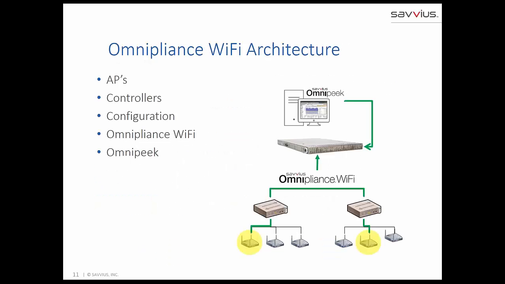That is the OmniAppliance Wi-Fi. Here's just a quick picture of how it would be connected to your network. You've got your APs all over your buildings. They may have controllers, and then all that traffic is being tunneled to the OmniAppliance Wi-Fi, which you could of course see in OmniPeak, and now you can see in the ELK dashboards.